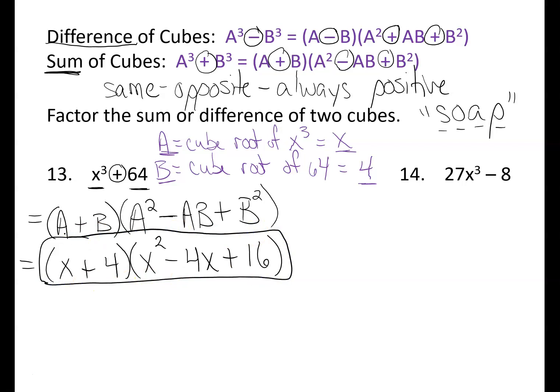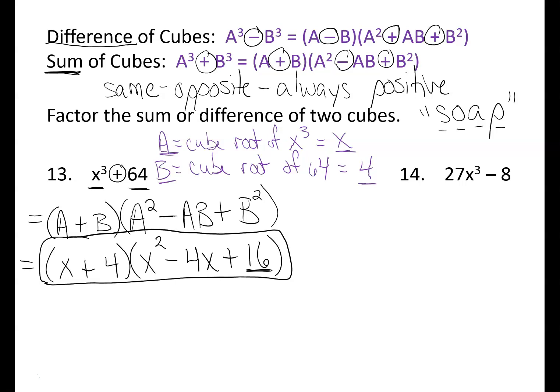Now you may be thinking, do I need to factor that trinomial on the next step? If it would factor, then yes, we would need to. However, we don't have any factors of 16 that add to be 4, so it will not factor. And it turns out that every time you use this formula, that trinomial will not factor further. So you can just plug in and stop right there. Let's go ahead and try another one.